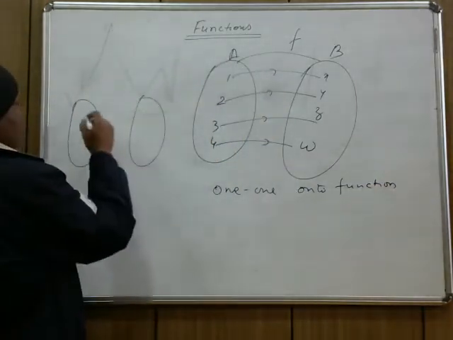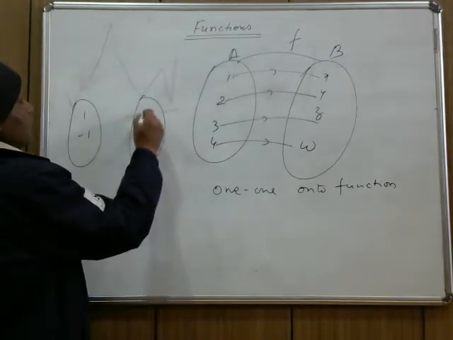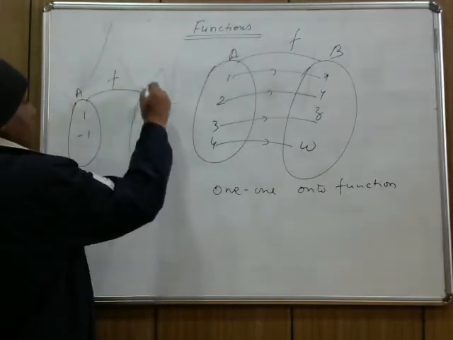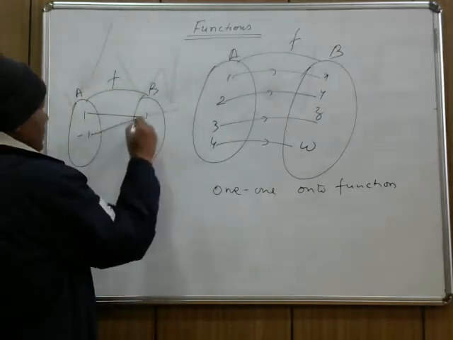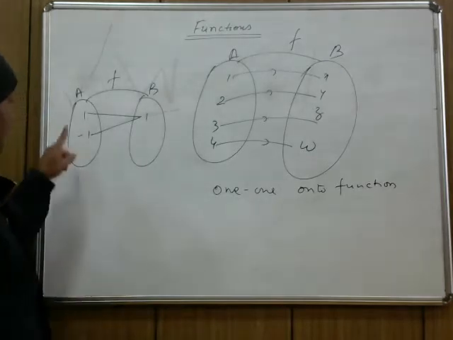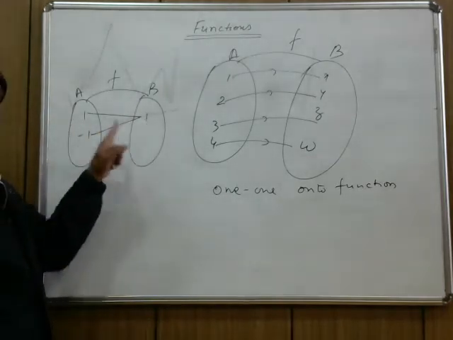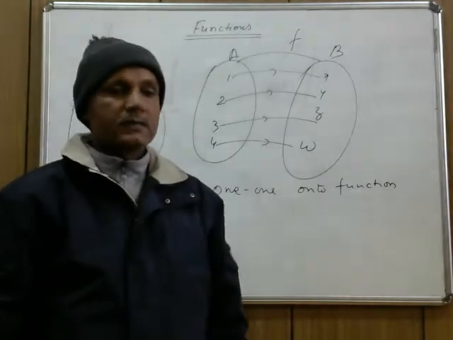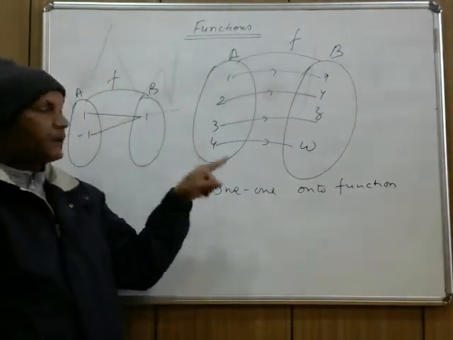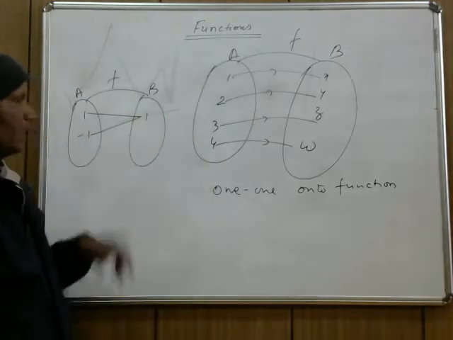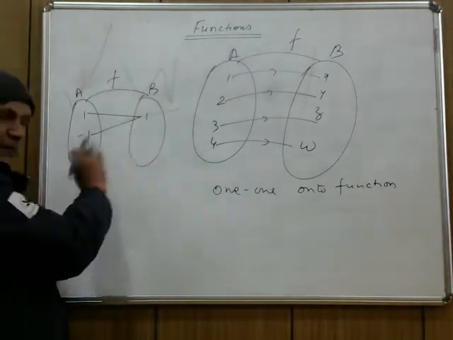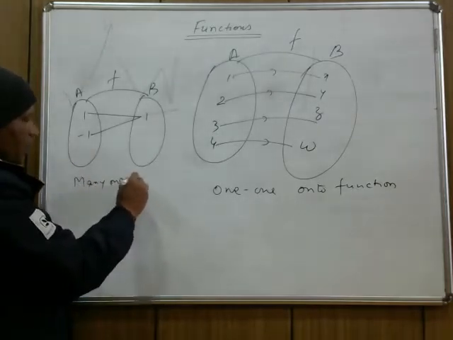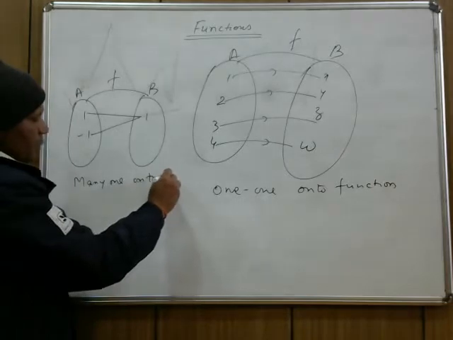If I write here 1, minus 1, and here I write also 1. F is a rule applied from A to B. 1 has image 1. Right. This is now what? Many one. Many one, because there are at least two elements in set A having the same image in set B. That's why it is many one. And there is no element in B whose pre-image is not present. That's why it is what? Many one onto function. Many one onto function.